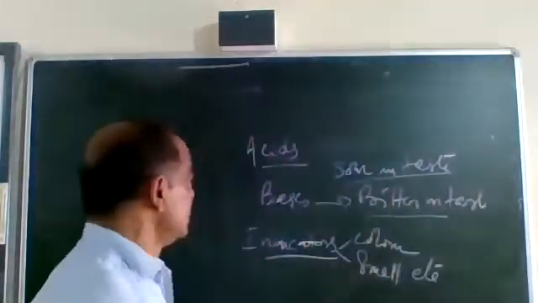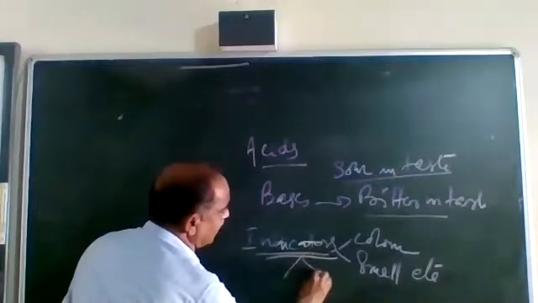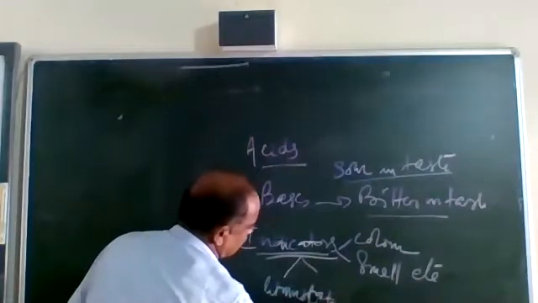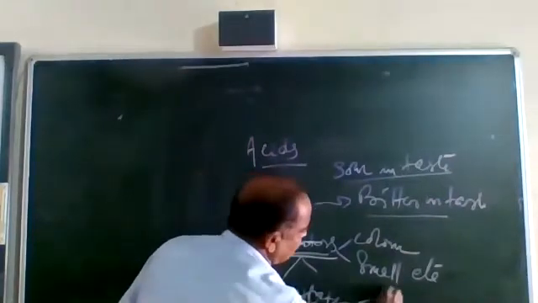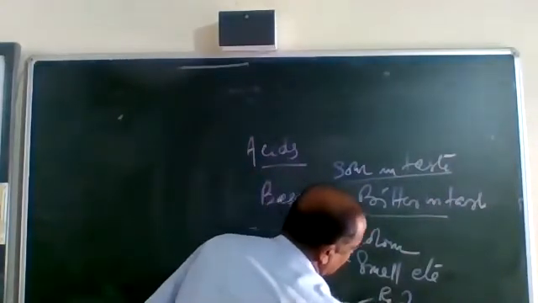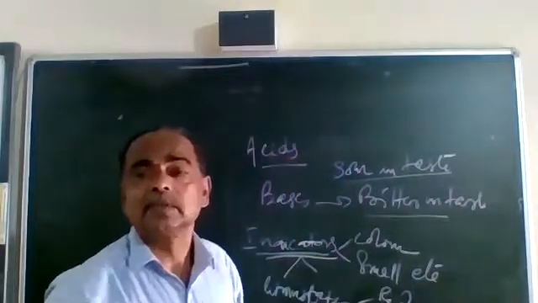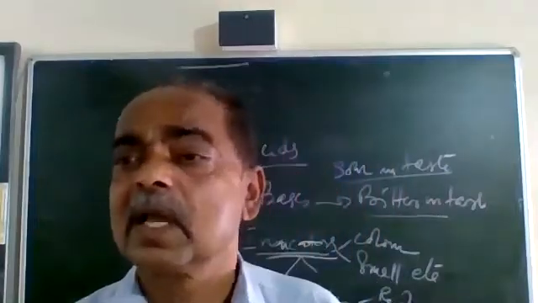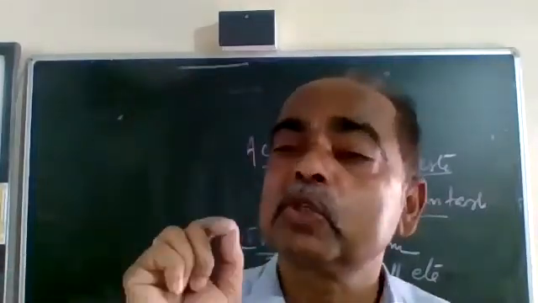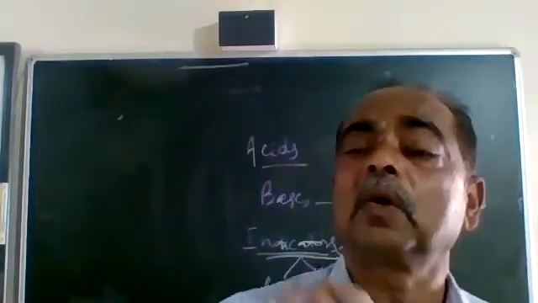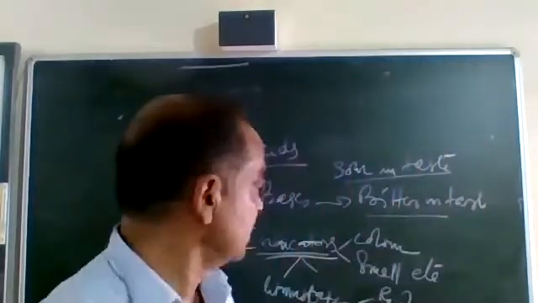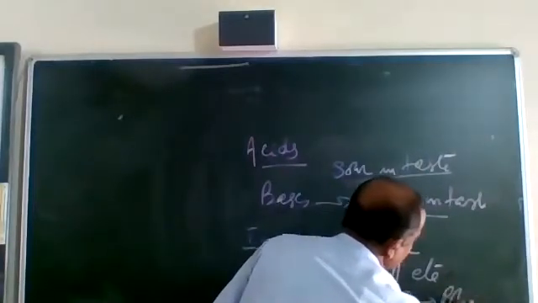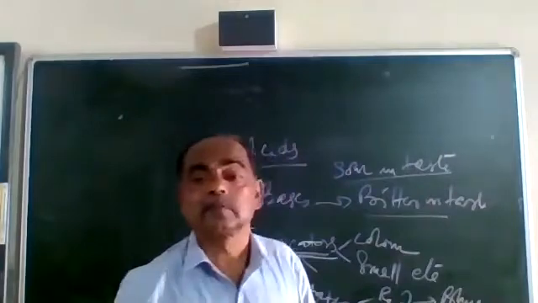Now, for example, the most common indicators are litmus papers. Litmus papers are of two colors, one is red and the second is blue. Litmus is a certain extract obtained from the lichens plant, and that is used to test whether it is acid or alkali. Now, what happens? Acids change blue litmus to red, and alkalis change red to blue.